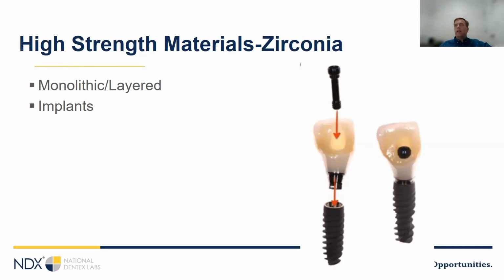So for our highly aesthetic cases on the maxilla, especially if we have class 1 occlusion, a really nice solution can be doing some lithium silicate, lithium disilicate in the anterior, and then doing a layered ceramic behind that with a zirconia occlusion to protect. Layered zirconia can also be a nice solution when we need bridges in the aesthetic zone.